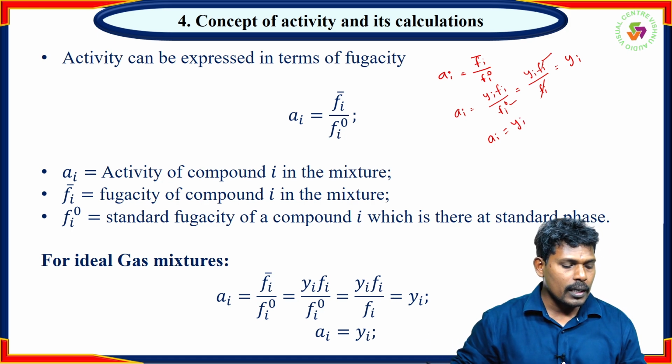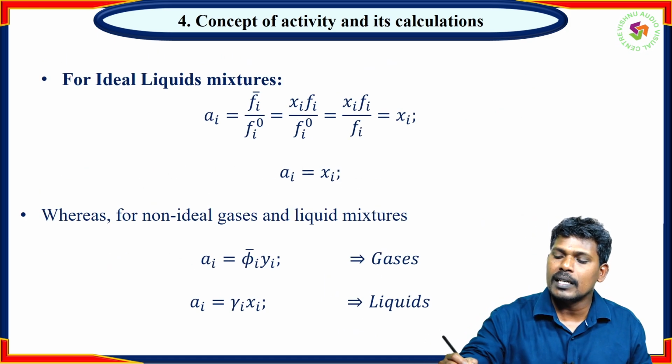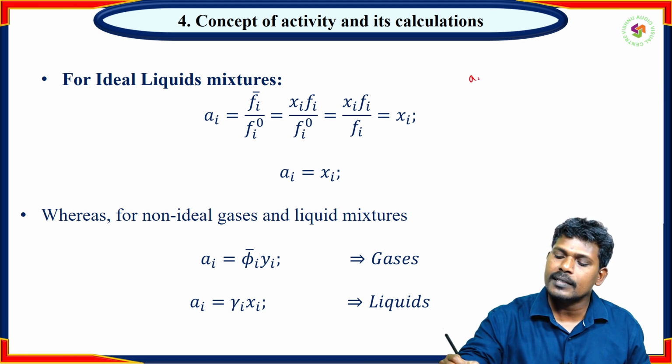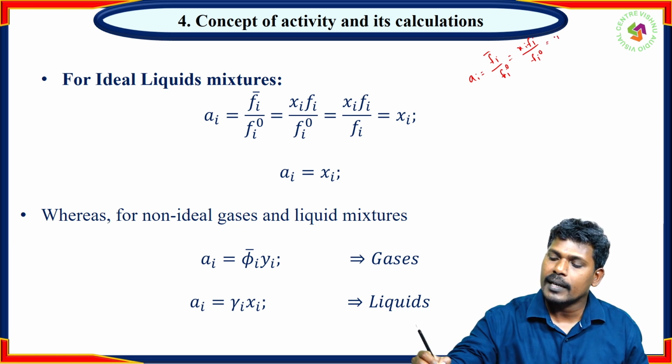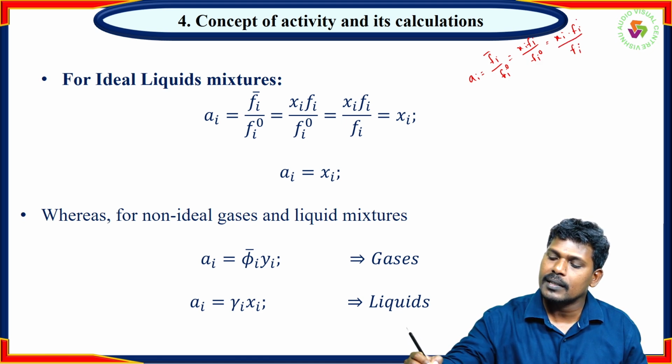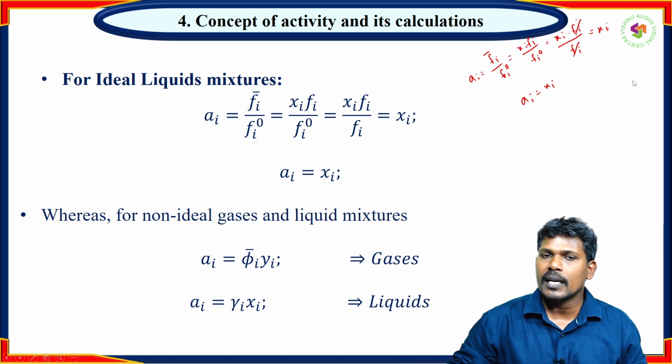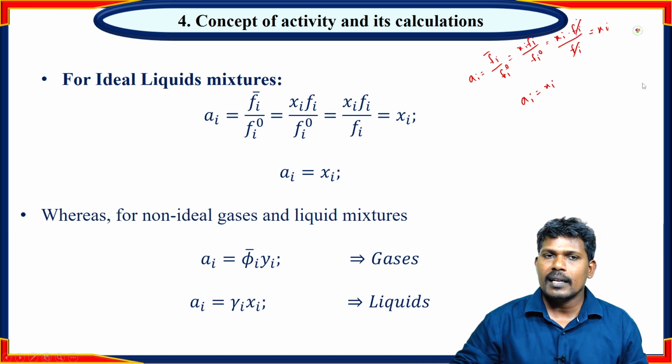In the same way, for ideal liquids, ai is equal to fi bar by fi standard. So we can write xi into fi by fi standard, and as I already said, this can be written as fi pure. Now both get cancelled, we will get xi. So ai is equal to xi, which means the activity of a compound is equal to mole fraction for ideal liquids.